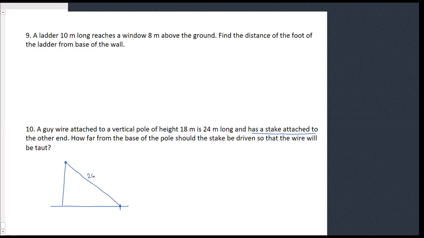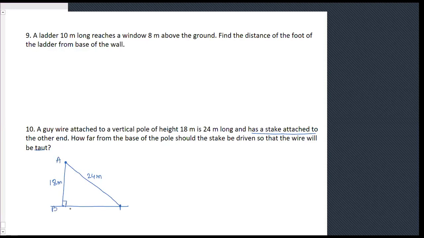This wire is 24 meters long, and the height of the pole is 18 meters. How far from the base of the pole should the stake be driven? From this pole, how much distance should the stake be placed so that the wire will be taut? That means it should be a straight wire, without any foldings. To make it straight, how much distance it has to be erected, that you have to find out. The pole is always perpendicular, so use Pythagoras theorem to find this distance.